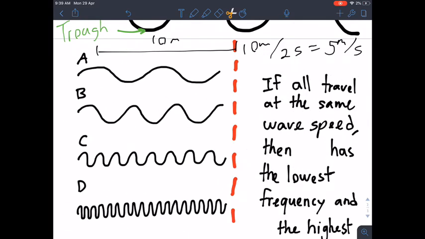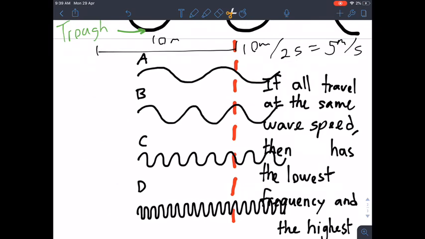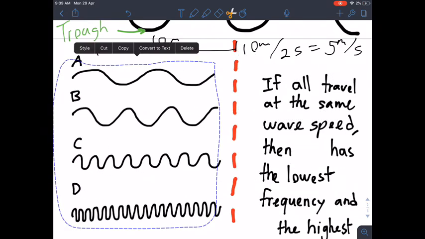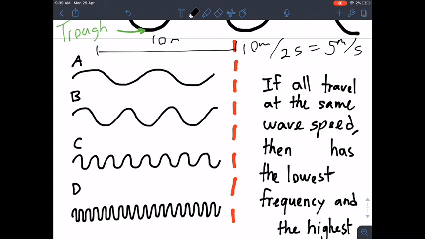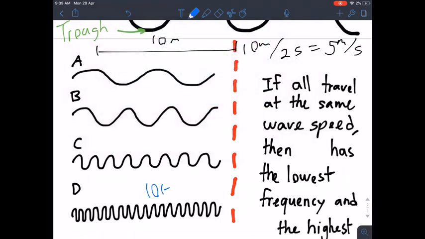All right, let's do that one more time. Again, we're thinking about which one has the most waves passing the red line each second. And it should be pretty obvious that D, down at the bottom, has by far the most waves passing that line each second. There's a ton of waves there, like about 20 or something like that. And so this wave is going to have something on the order of, we'll say just 10 hertz, which means that there's 10 waves passing the red line each second.